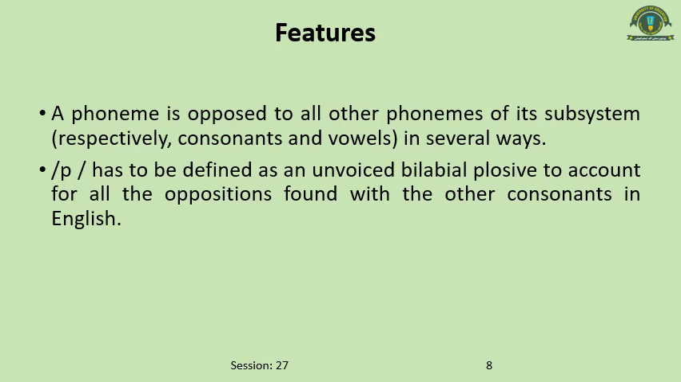Alright? For now, what you have to understand is that a phoneme is opposed to all other phonemes of its subsystem, respectively consonants and vowels, in several ways. For example, p is an unvoiced, bilabial and plosive sound, phoneme. Is it clear?